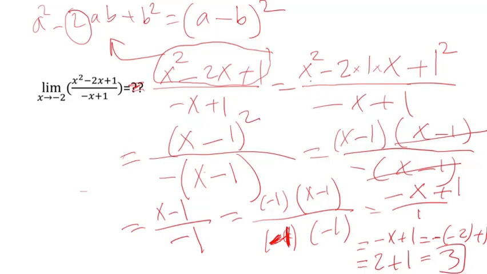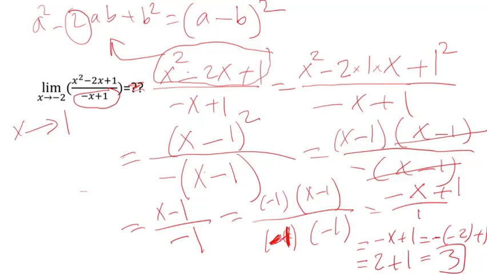Why did I have to go through this factorization here? Well, what if instead of x approaching -2, it was x approaching 1? If you just quickly replace x with 1, minus times 1 is -1, plus 1 is 0. And you know you can't divide by 0. In that case, you cannot evaluate this limit just by plugging in the number.